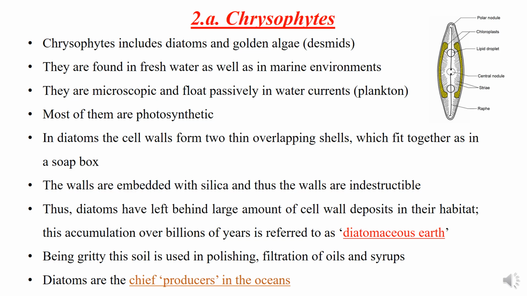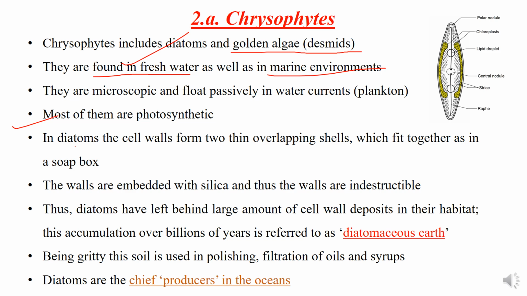So first we will see the chrysophytes. Chrysophytes include diatoms and golden algae, which are also known as desmids. We have to remember this, because they may ask which group the diatoms and golden algae are included under, like chrysophytes. They are found in fresh water as well as in marine environments. In both we can find them, and they are microscopic in nature and float passively in water currents, what we know as plankton. Most of them are photosynthetic, they synthesize their own food material.